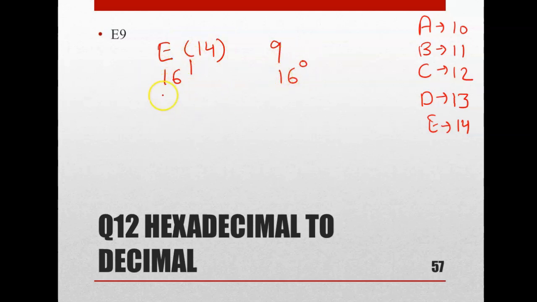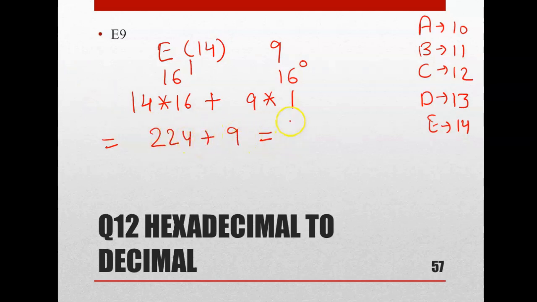So now you have to multiply this value by 16, and this value by 16 to the power 0, which is 1 only. When you multiply 14 by 16, we get 224. 224 plus 9, when you go for the addition, is 233. Okay, so that's the answer, and decimal is base 10. This is the answer for the first part given in your book.